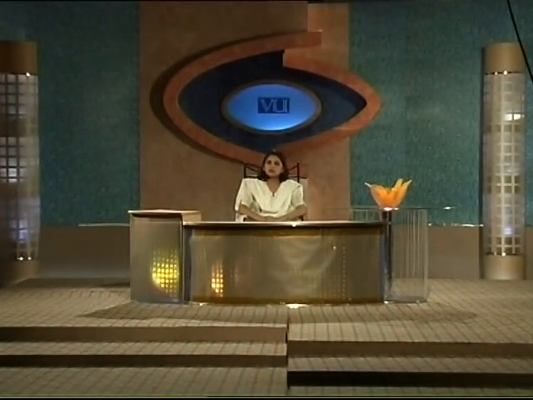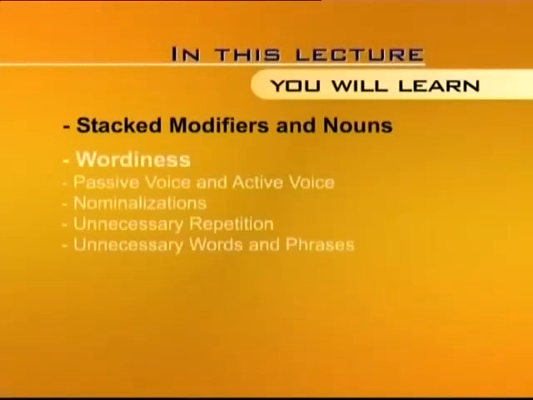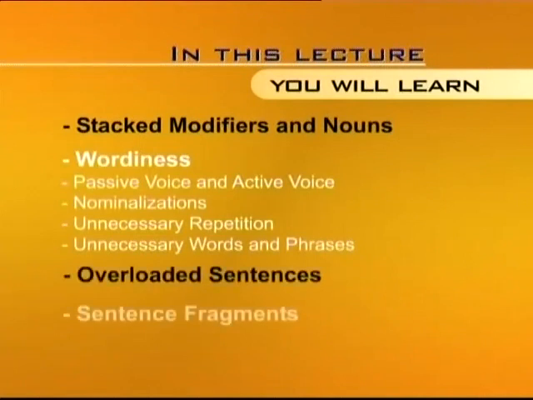In the previous lecture, we were looking at paragraphs and reviewing how we could improve our writing by improving our paragraphs. In this lecture, we will continue reviewing the language and look at sentences. We will look at how to improve sentences and what the commonly found problems in sentences are, which include the use of stacked modifiers and nouns. We will also look at wordiness, which is caused by the incorrect use of passive voice or active voice. Wordiness is also caused by nominalization, unnecessary repetition, and the use of unnecessary words and phrases.